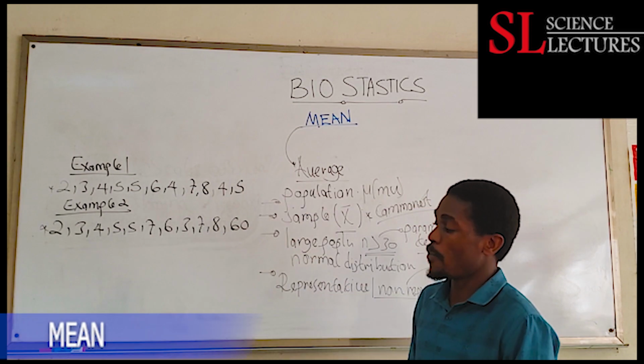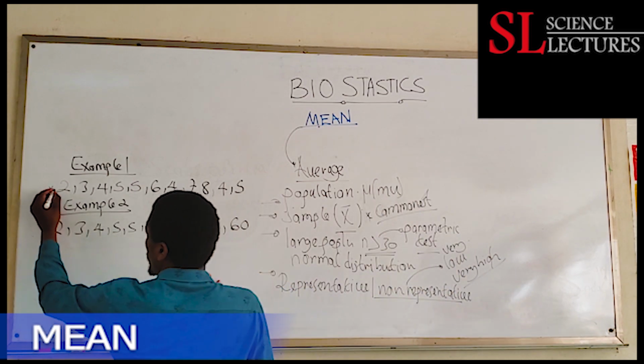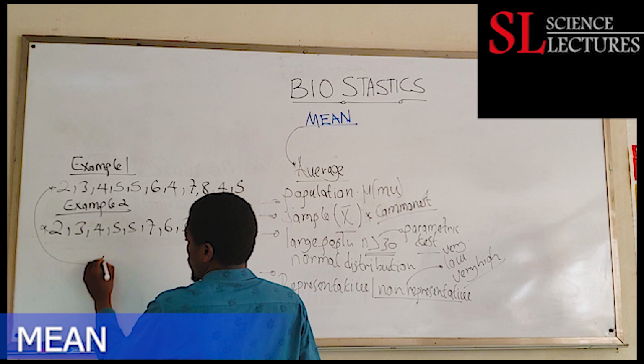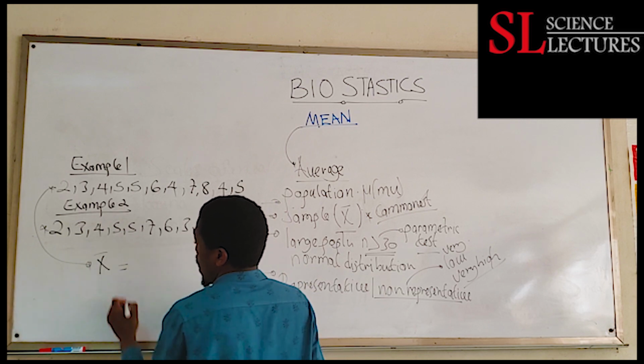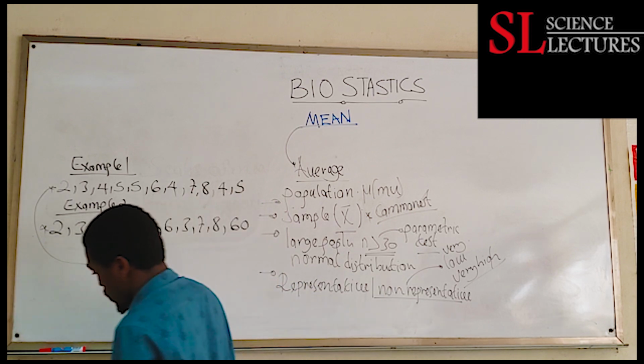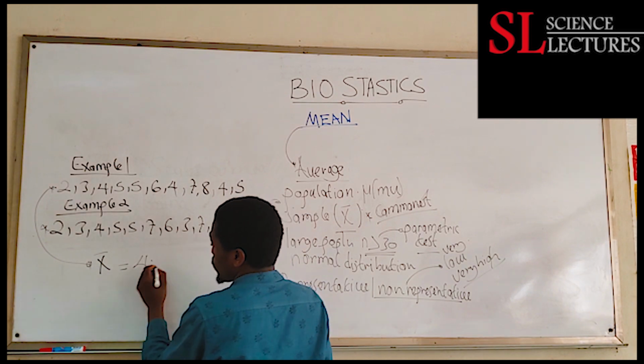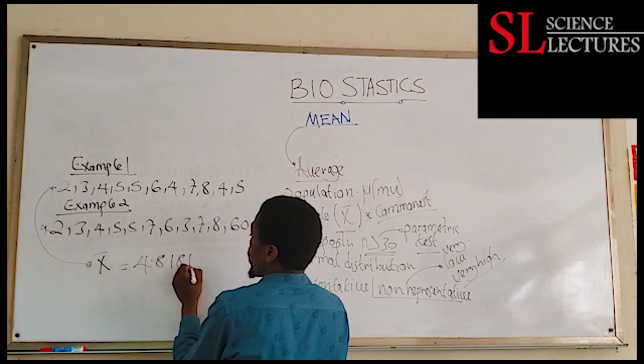So for example one, the mean of this sample, which is x bar, according to my calculation, I'm getting 4.81818.